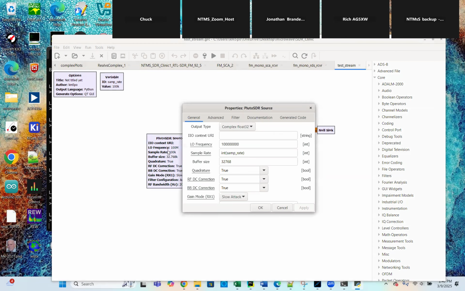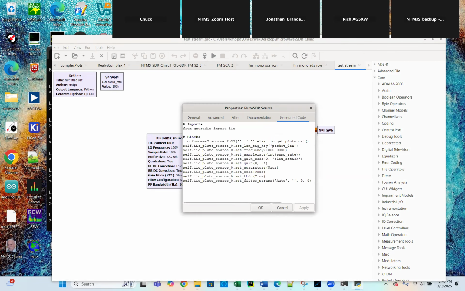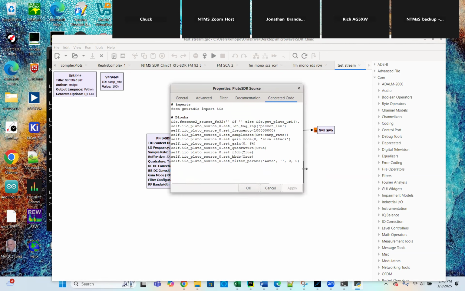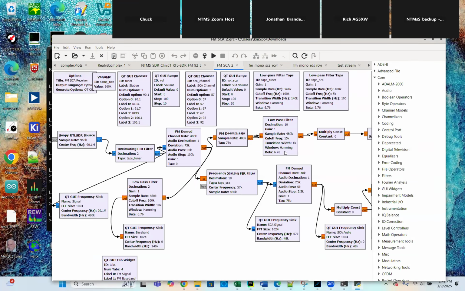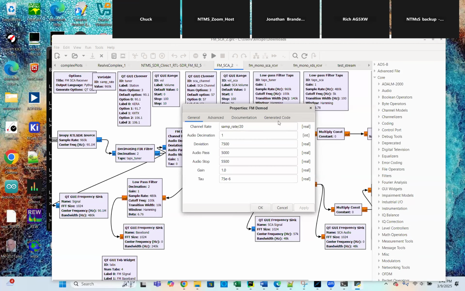So if we look at this Pluto block, for instance, and look at the generated code, here's the data that it actually sends out the port. And it's what you would expect. It's going to set the center frequency. It's going to send out the sample rate. It's going to send out AGC mode. It's going to set a gain value. I didn't know there was a choice whether you could get quadrature or not, but it is setting that true. And then it's setting the parameter to auto for the filter parameter. And you can go through various blocks like that and look at the generated code.